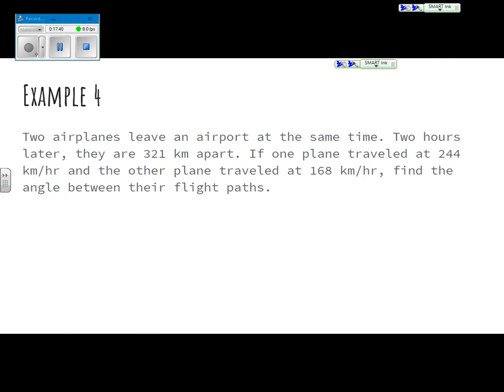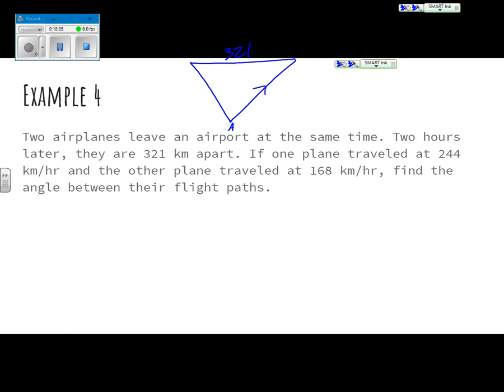Okay? 2 hours later, they are 321 kilometers apart. Now, when I first read this problem, I'm like, okay, they're going in opposite directions. That's cool. But then I realized, well, that won't form a triangle. So I'm going to let this guy down here be my airport A. And then I'm just going to form my triangle like this, okay? And it says that 2 hours later, they're 321 kilometers apart.